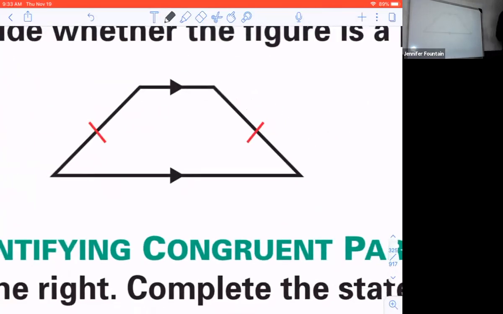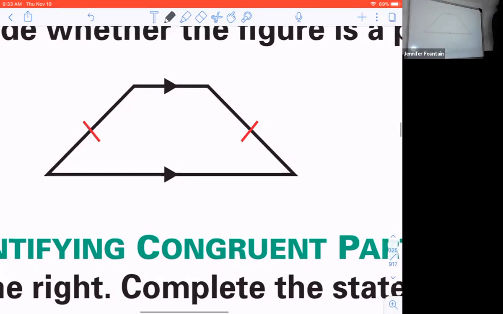So let's look at this figure. Does it have four sides? Yes, check. Does it have two pairs of parallel sides? No. So it is not going to be a parallelogram, because these two opposite sides here are slanted. Therefore, they are not parallel. If I extended them out, they would intersect at a point outside the figure. So they do not have opposite sides parallel.